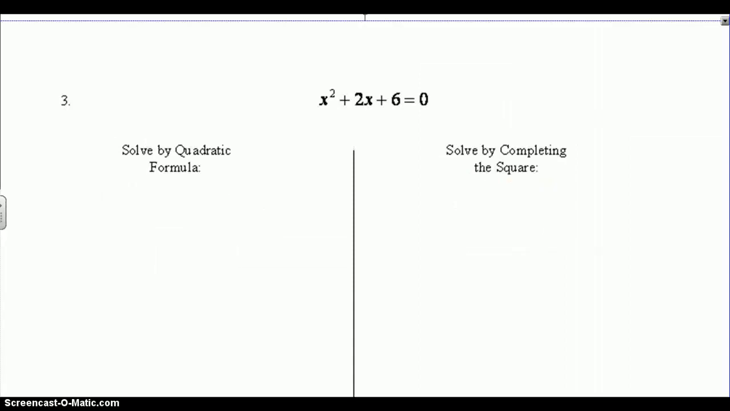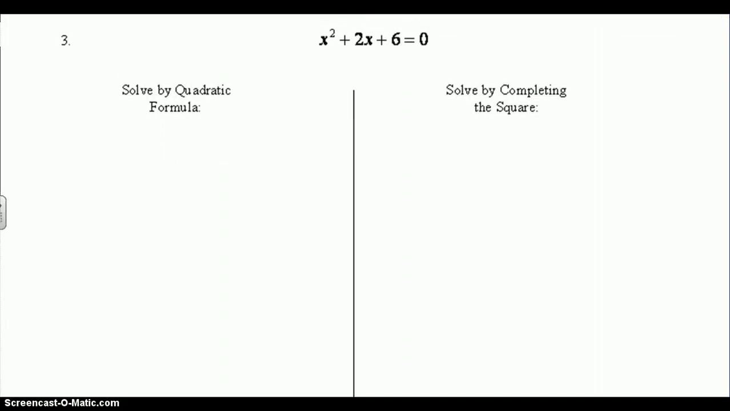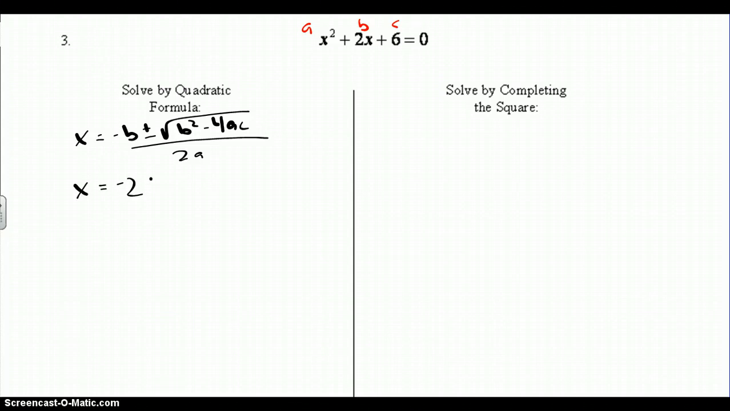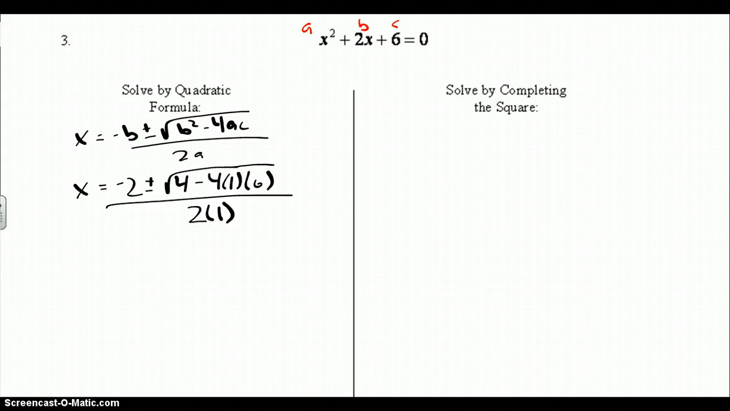Looking at problem 3, this one asks us to solve by quadratic formula and by completing the square. So I'm going to put what my a is, my b, and my c. Okay, so we've got to solve by quadratic formula. x equals opposite of b plus or minus the square root of b squared minus 4ac all over 2a. I'm going to plug them in. Negative 2 plus or minus the square root of 2 squared, which is 4, minus 4 times 1 times positive 6, all over 2 times 1.